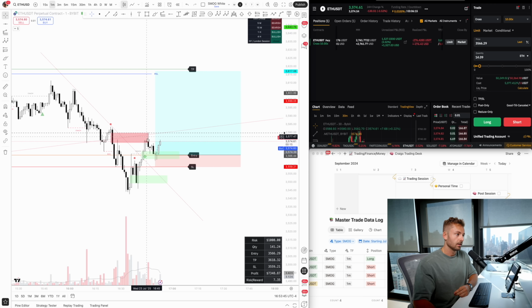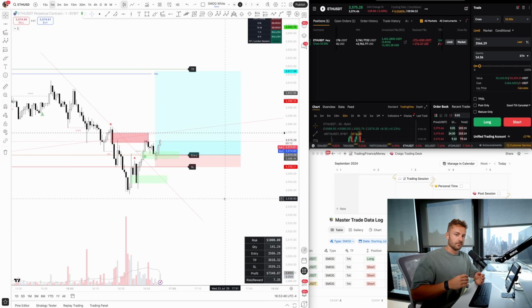This was a good technical level, and this was a good technical level. So it really depends on which way the market is going to move now, and that's not something as day traders that we can know for certain. So we have to put ourselves in high probability situations. So let's see if this trade carries out.